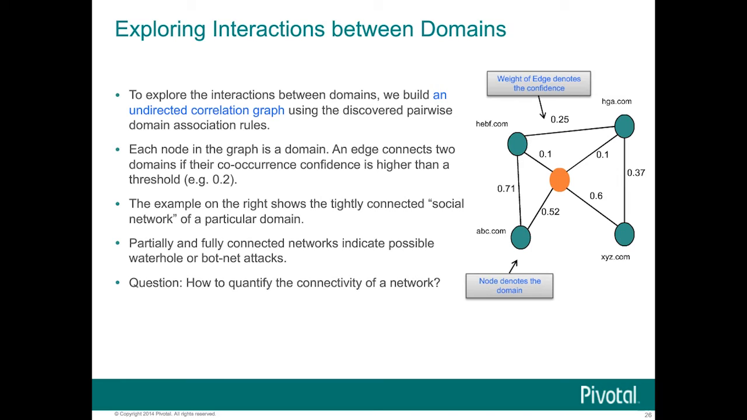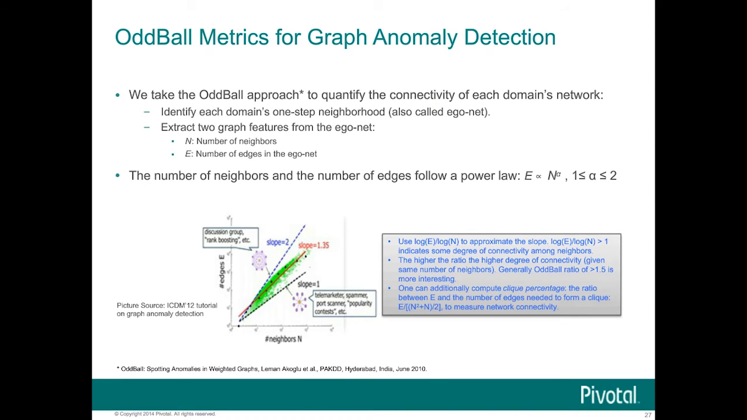It could indicate waterholes because we are looking at domains that have very high confidence in association and the support is very low. That is the main criterion for finding waterholes. So the question arises: how do we quantify these kinds of networks and find the subgraphs? We use a commonly used method called the OddBall approach to quantify the connectivity of each domain's network.